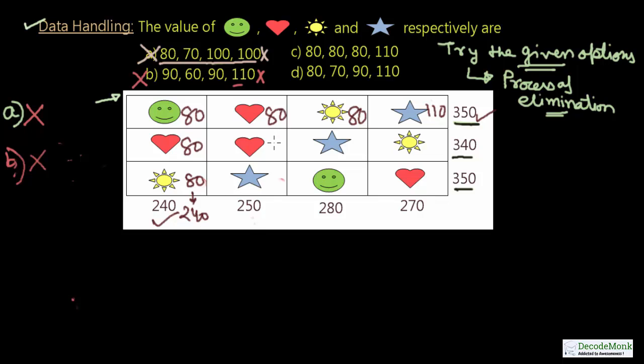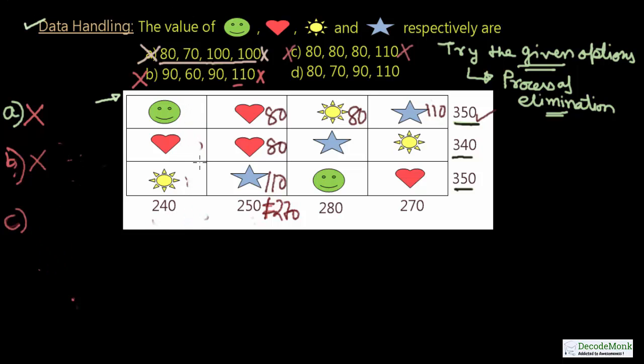Let us check out the second. 80 plus 80 plus 110. 80 plus 80 is 160. 160 plus 110 is equal to 270, which is not equal to 250, which is given over here. So we can comfortably cancel out option C also. Option C is not the right answer.